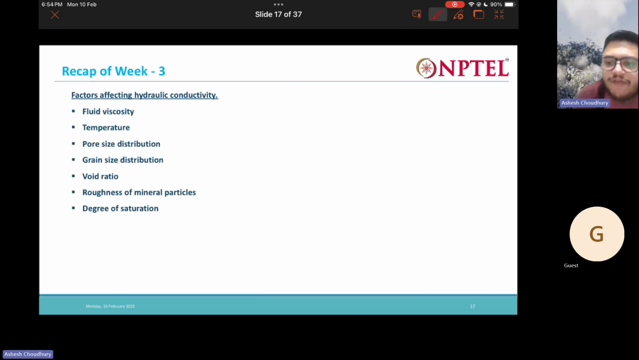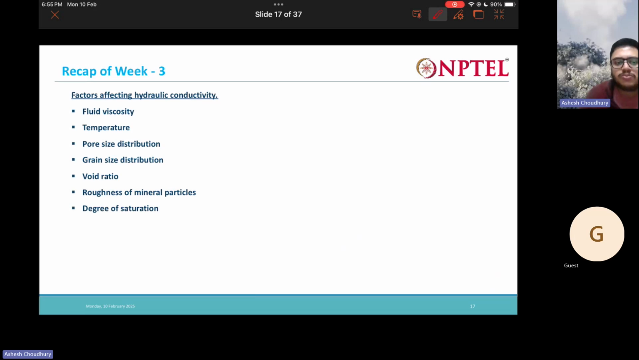Now, what are the various factors that affect the hydraulic conductivity? One is the fluid viscosity. Obviously, if the fluid is more viscous, then the permeability will be reduced, and if the fluid is less viscous, then the permeability will be higher. That's how your hydraulic conductivity or permeability is affected by the fluid viscosity. Then you have temperature. Temperature affects the viscosity. If temperature is higher, viscosity decreases, and viscosity in turn affects the hydraulic conductivity or the permeability.